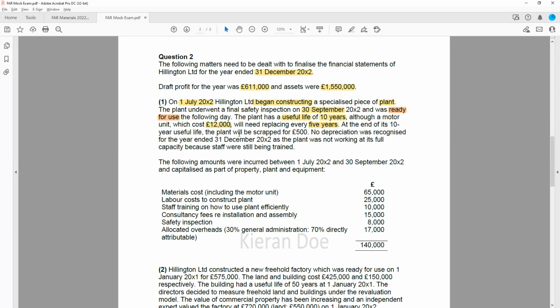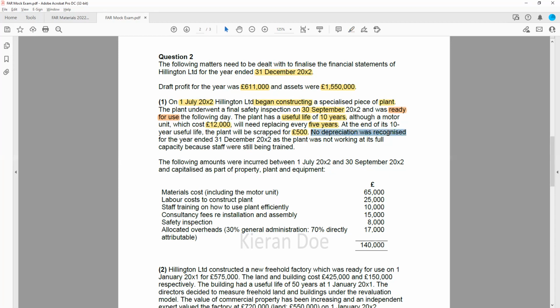At the end of its 10-year useful life, the plant will be scrapped for £500. So it sounds like it has a residual value. So when it gets to the end of its 10-year life, they will get some money for it. So we'll think about how this feeds into our answer. So we're told no depreciation was recognised for the year ended, so the year we're looking at, as plant was not working at its full capacity because staff were still being trained.